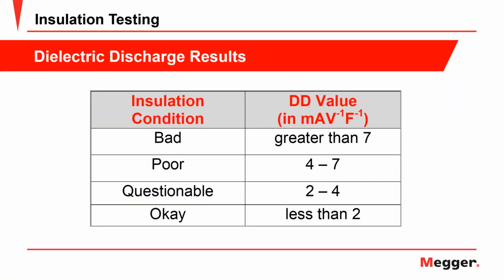So this is a typical DD result, and note this is the reverse of polarization index. Polarization index, high numbers good, low numbers bad. With dielectric discharge, it's the reverse, and a perfect insulation will typically give you a 1. And as the numbers deviate from that, it indicates more and more depolymerization of your material.